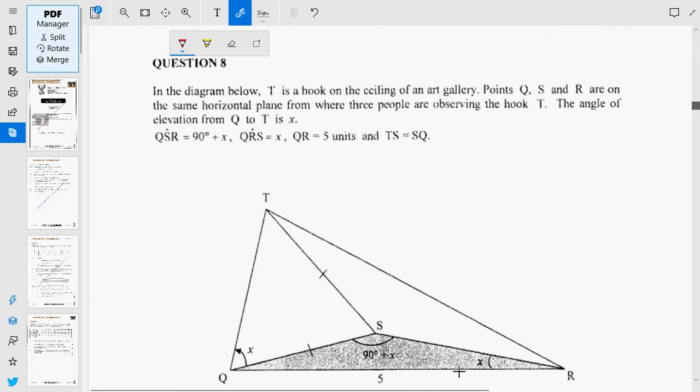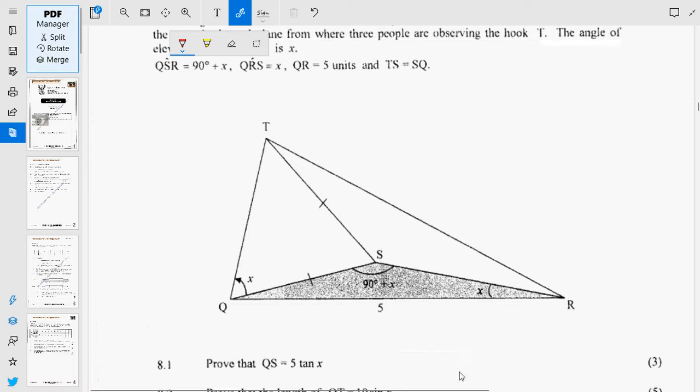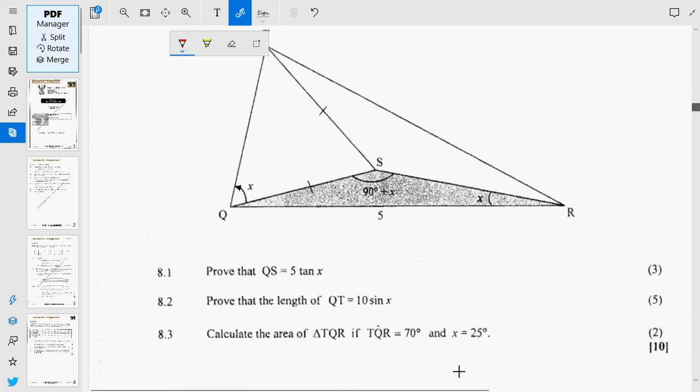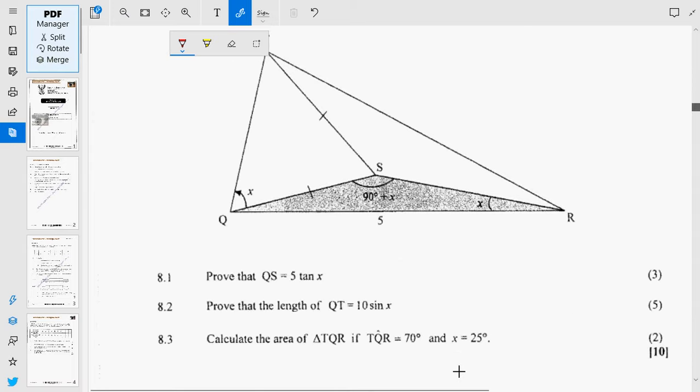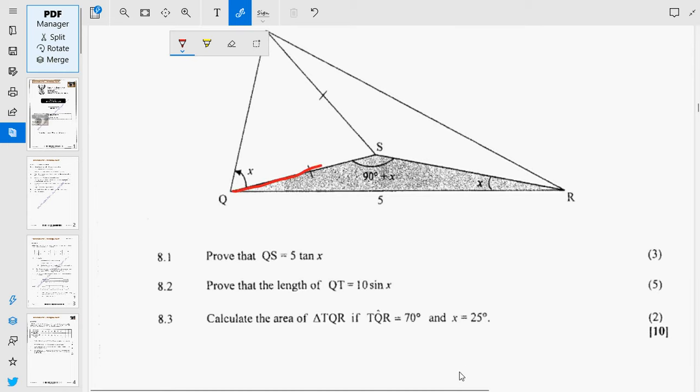And the next question here is testing 3D trigonometry. Now I won't read much here because this is an exam review. So let's jump on to the first question. The first question asks us to prove that Qs is 5 tan x. If you look at Qs, it is here.